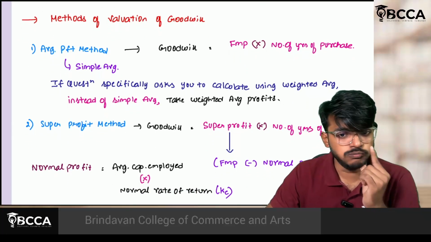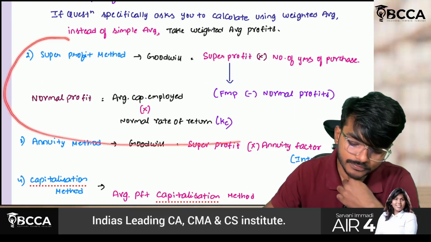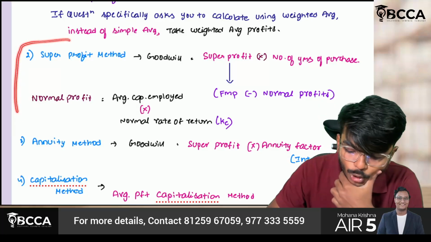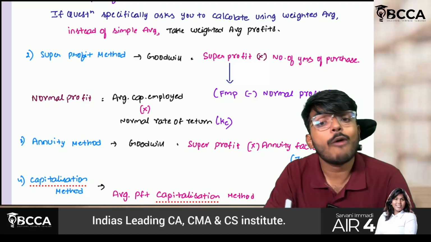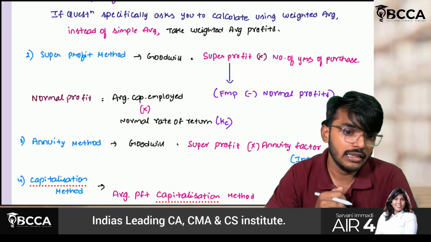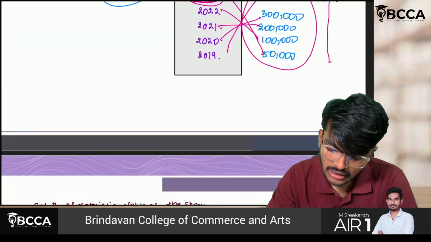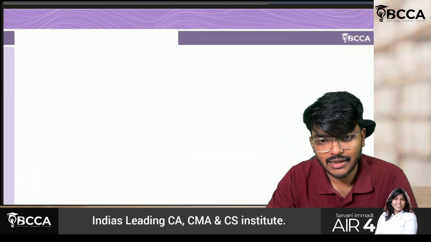ठीक है सब. Now let us start this super profit method. Sir, what is this method which is called super profit method? Sir, here in this super profit method, how do I have to calculate my goodwill? You have to understand the concept. First of all, this super profit method is telling like this.